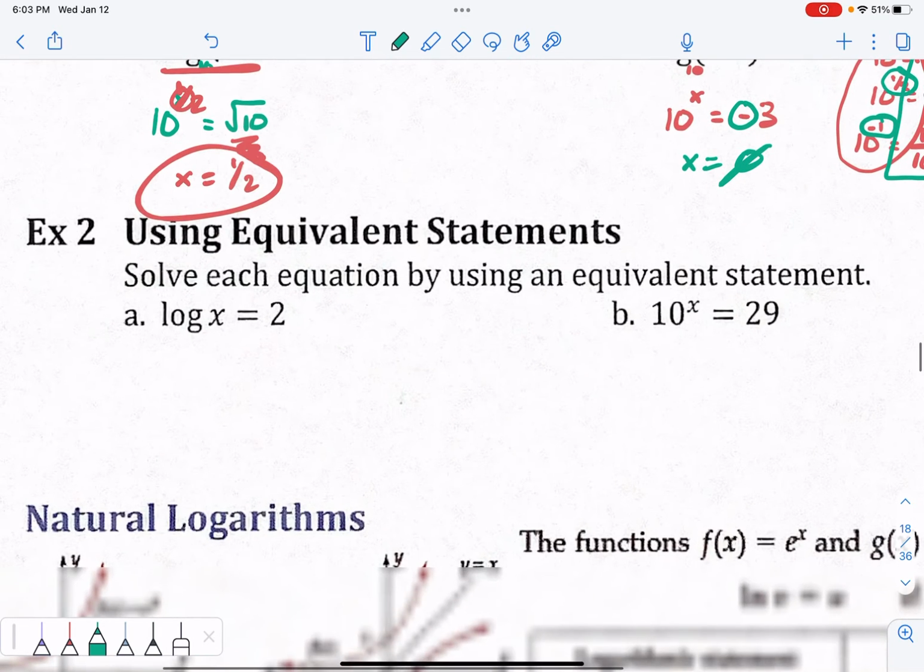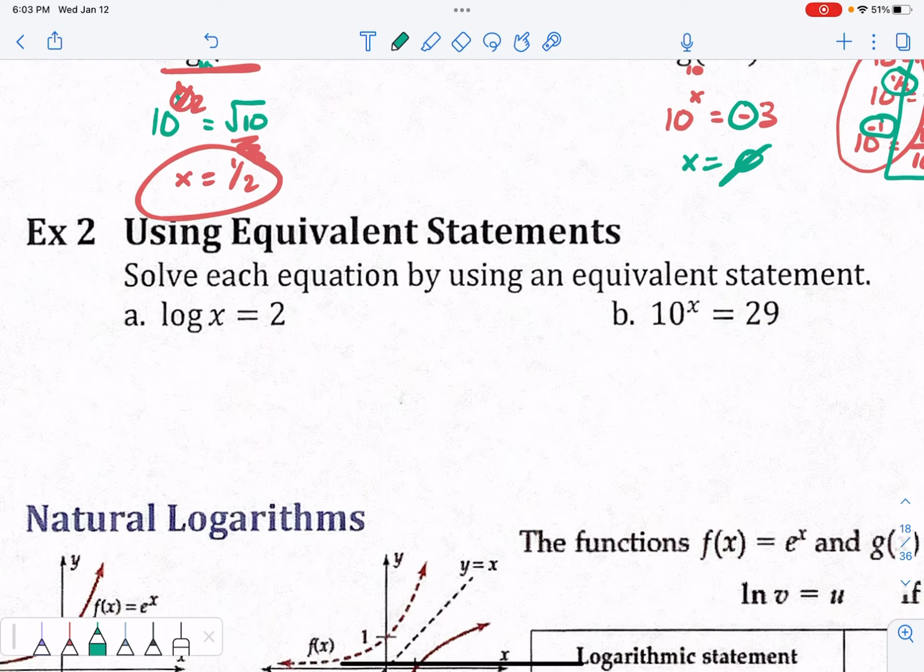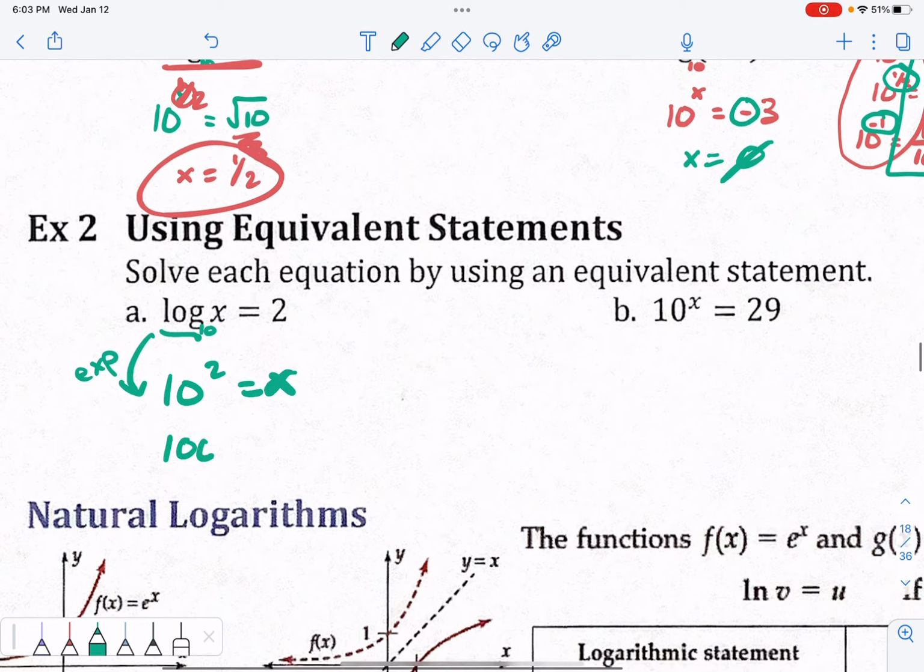All right, if we go down here, solve each equation by using an equivalent statement. Again, this is a log function, and we want to make it into an exponential function, okay? So this is a base of 10. And so we're just doing 10 to the 2nd power equals x, and then we just evaluate, right? 10 squared, or 10 to the 2nd power, is 100. So 100 equals x, and that is his value, okay?